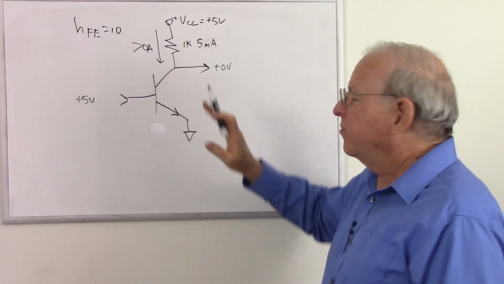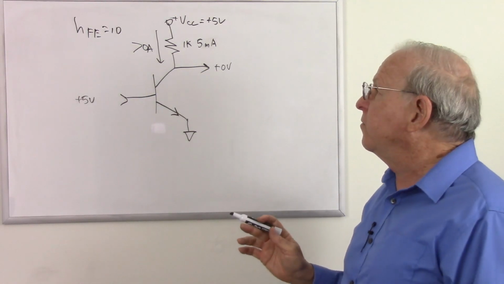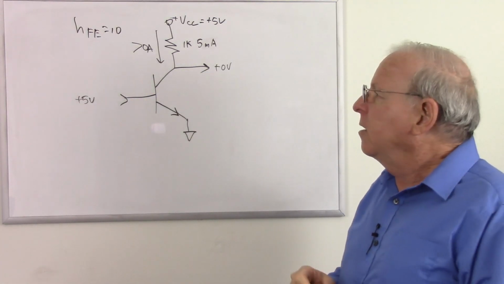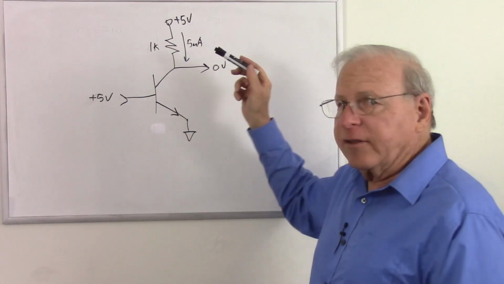0 volts in, we get plus 5 out. So that's what we call a voltage inverter. That's the simplest thing you can do with the common emitter circuit. So that's a voltage inverter.